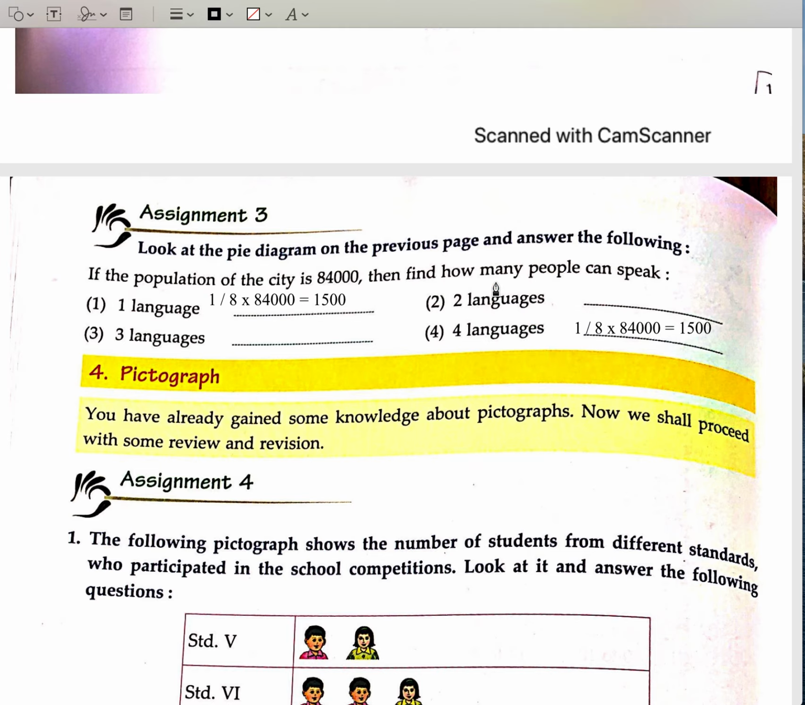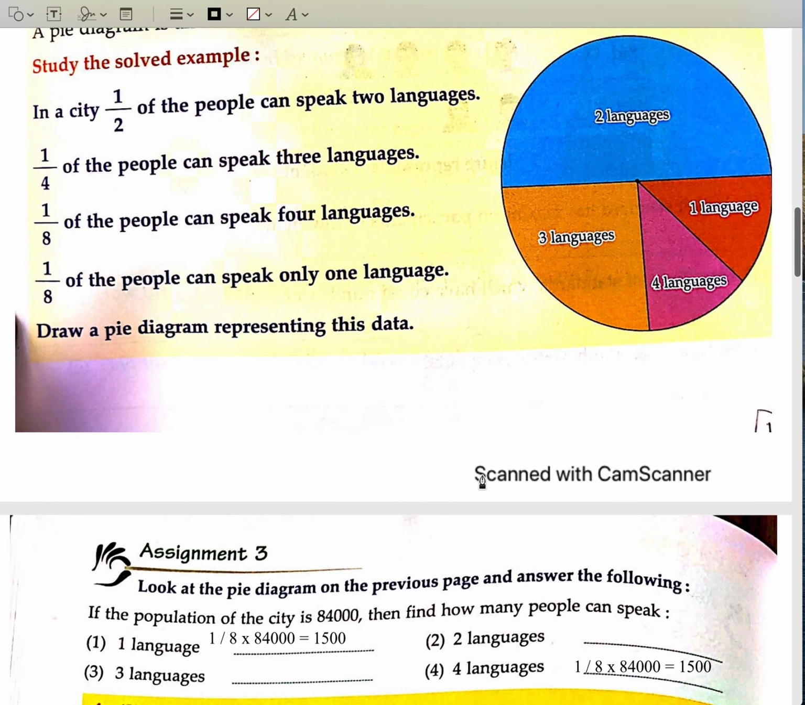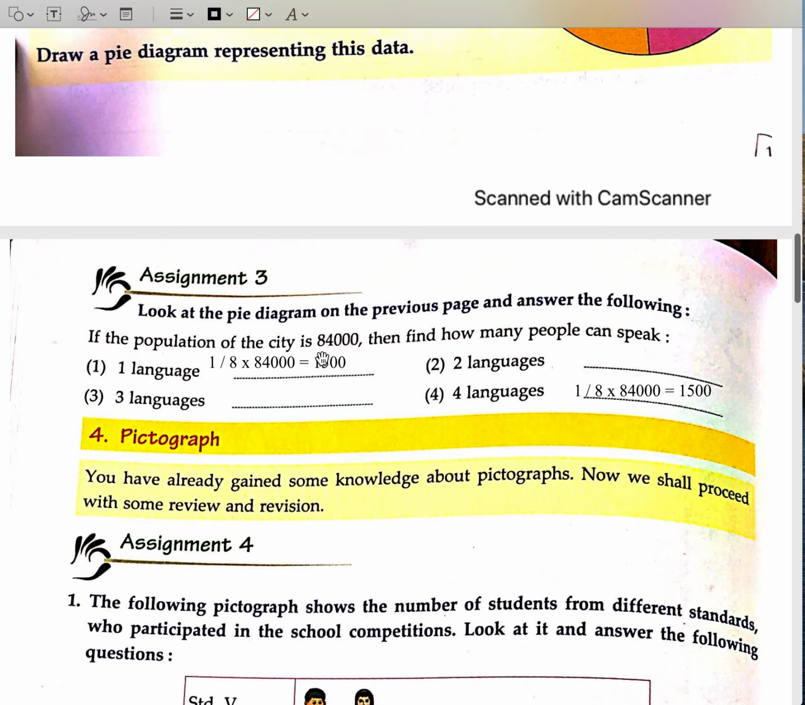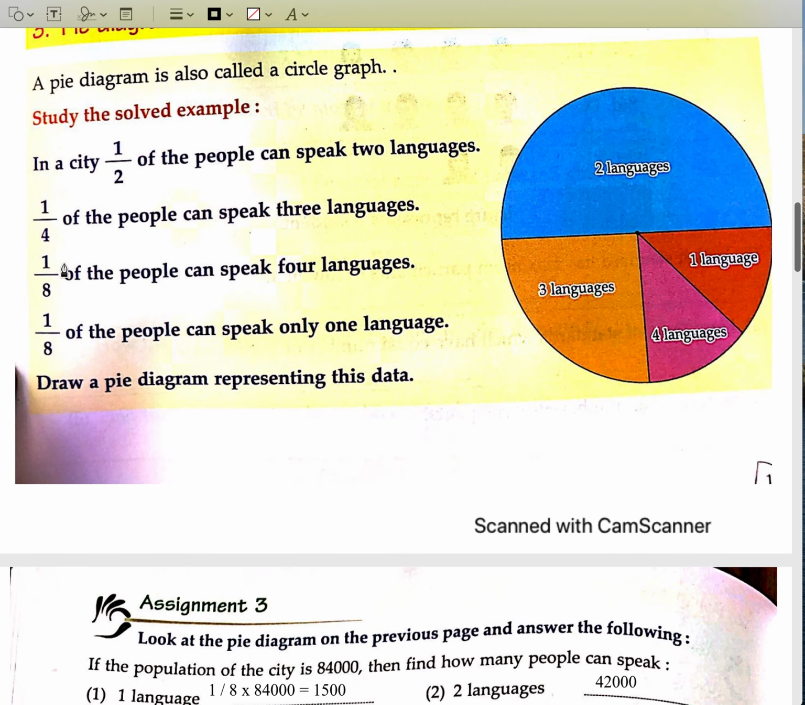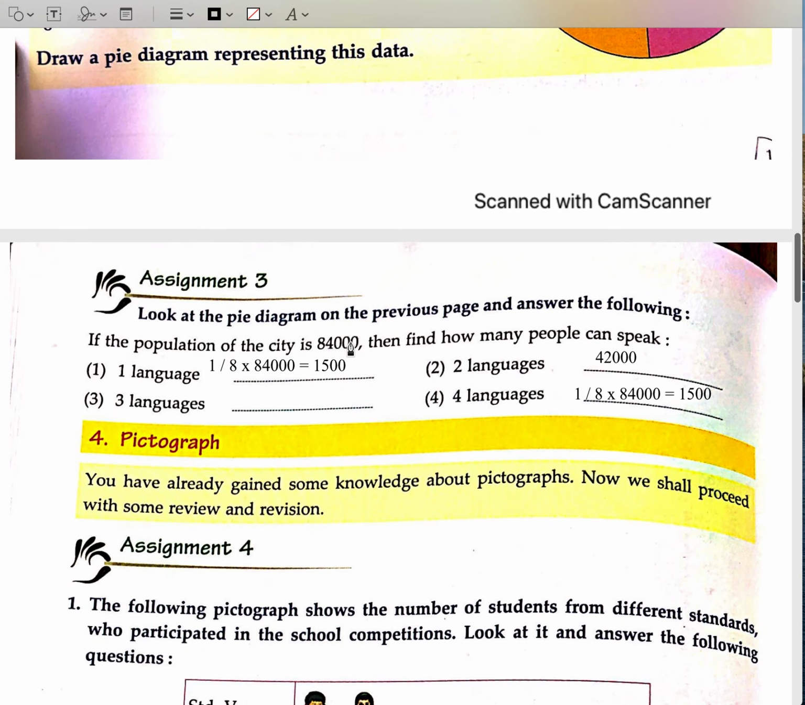Now 2 languages is half of the people. So when we do half, we will divide 84000 by 2. So 84000 divided by 2 is equal to 42000. 3 languages, now 3 languages is 1/4. So we have to divide 84000 by 4, which is 21000.